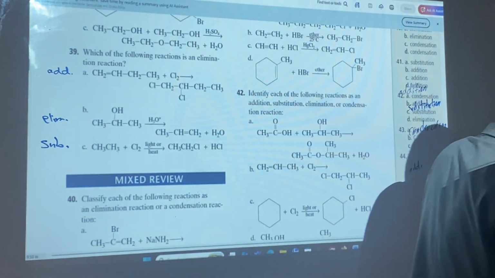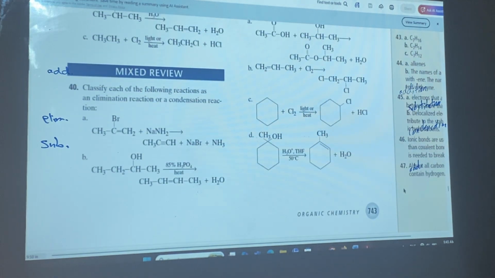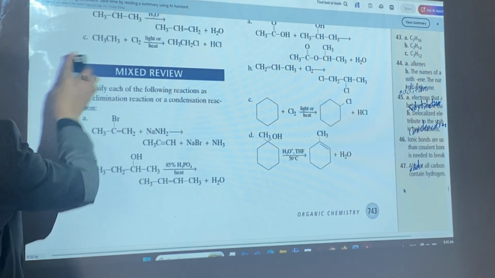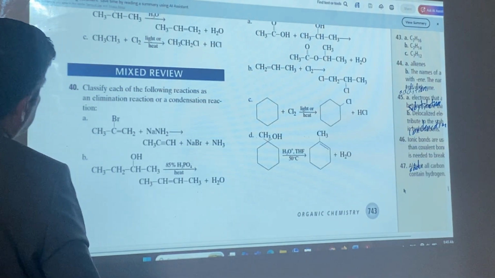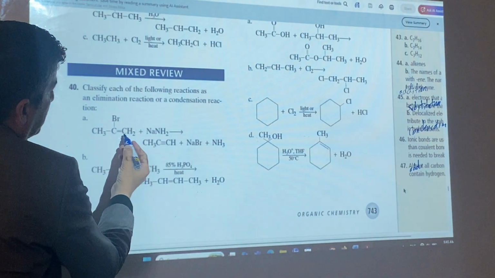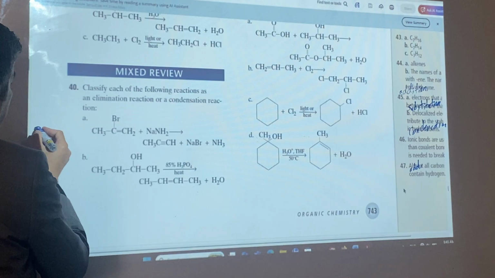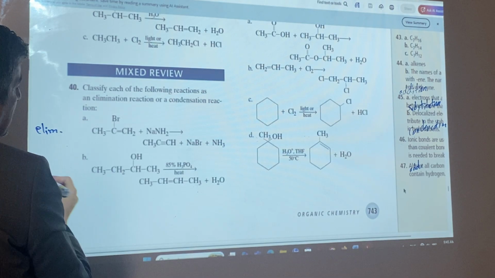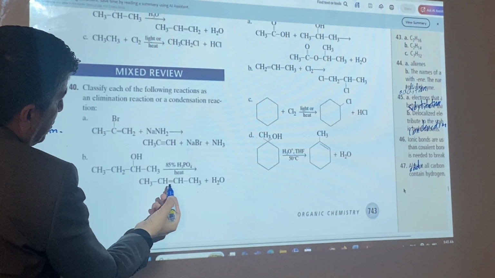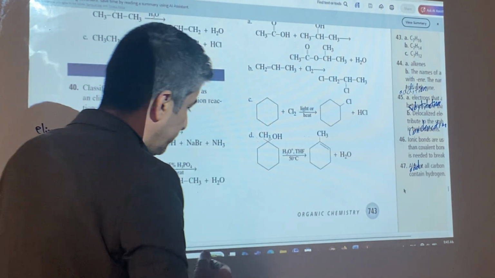Other questions we have. Question 40, we have other reactions. This reaction will be an elimination reaction. Why? Because we have a single bond changed to a triple bond. We have elimination here. And here we have also elimination. Why? Because we have a single bond changed to a double bond. Also an elimination reaction.